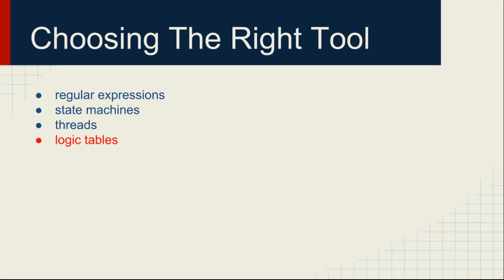So this is another tool that you can use when you're writing your programs. Different types of problems require different approaches to solve them. If you're manipulating text, if you're searching text, you might want to use regular expressions to do that. If your program is responding to events coming in from the outside world, you might want to use a state machine to model that behavior. If your program needs to do several things at once, you might use threads to implement that parallel processing. And now, if you've got complicated decision logic, you might want to use a logic table to implement that logic.